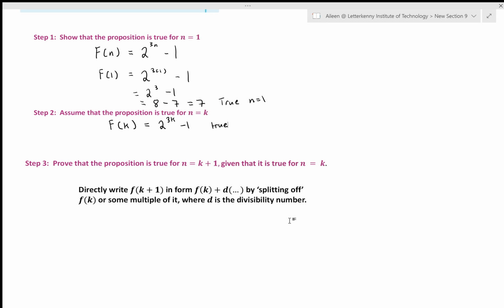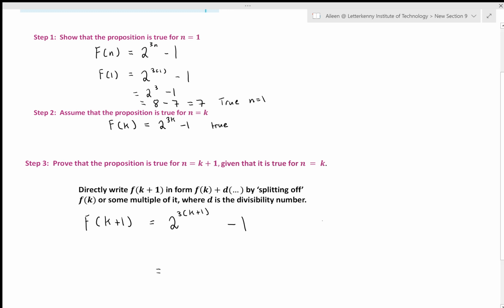Okay, so let's have a look at what we mean. So we want to show that f of k plus 1 is divisible by 7. So we're going to substitute in k plus 1 for n in our general statement. This gives us 2 to the power of 3 times k plus 1 minus 1. So we want to show that this general statement is divisible by 7. So the first thing we're going to do here is use our indices rules to simplify this exponent.